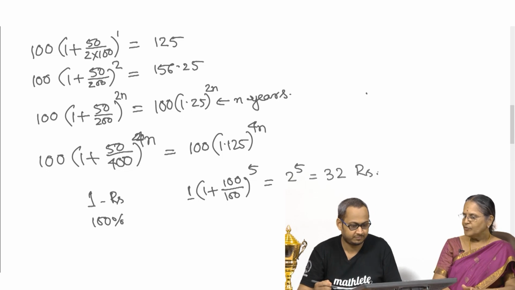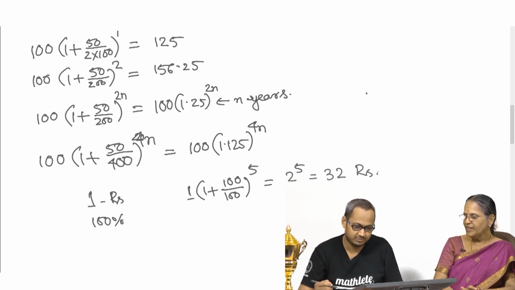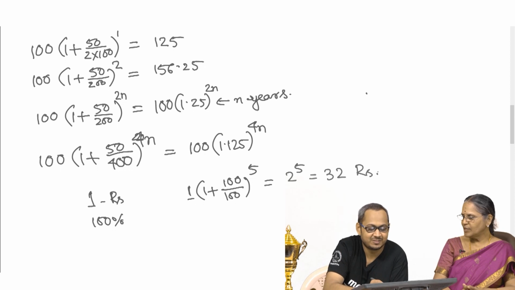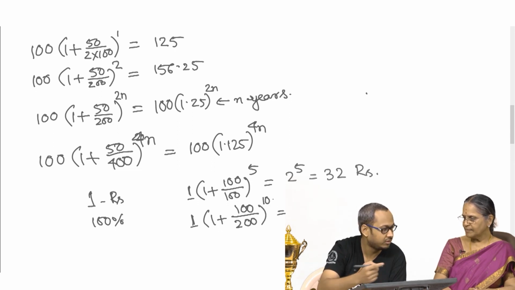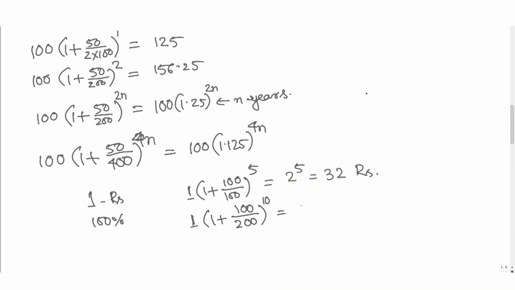Now take the same amount, namely 1 rupee, and if it is compounded every 6 months, what happens to the amount at the end of 5 years? Then I will again have a factor of 100 by 200, 2 power 10. Can you calculate it? So that will be 57 rupees 66 paise.